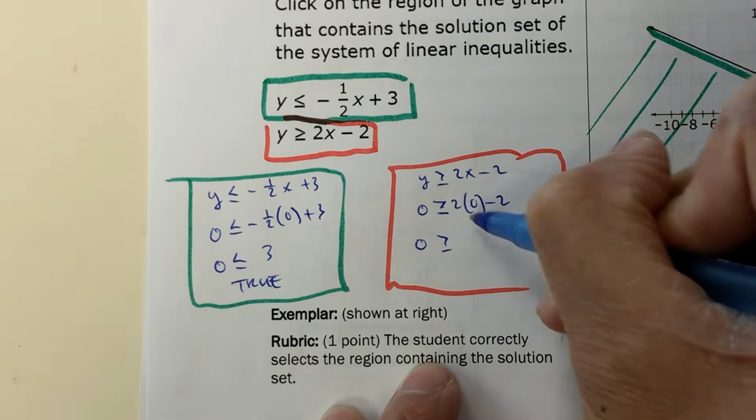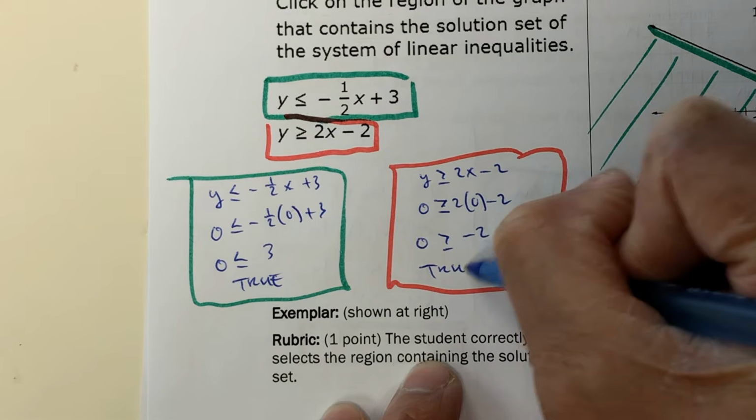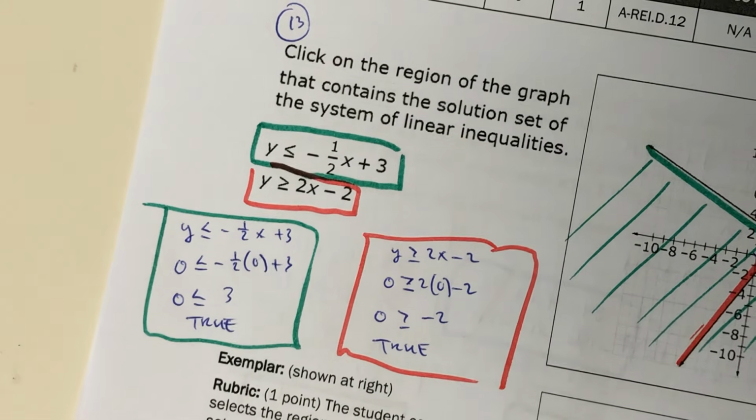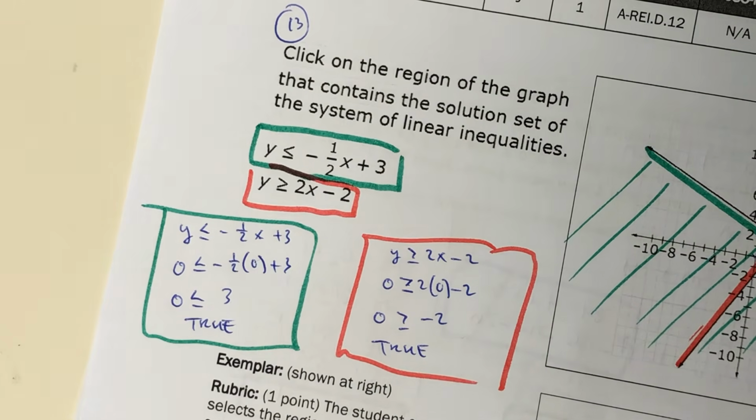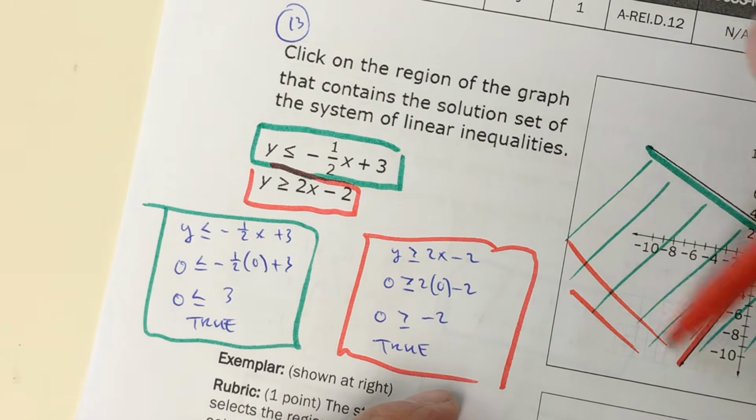This will become 0 and negative 2. 0 is bigger than negative 2. That is true. So the 0, 0 side is true. So I'm going to shade everything on the red side where it has 0, 0. All of that's going to be true. So let me go ahead and shade that.